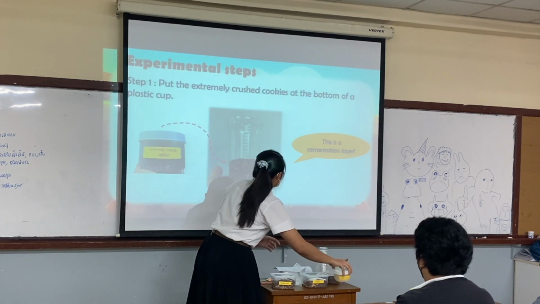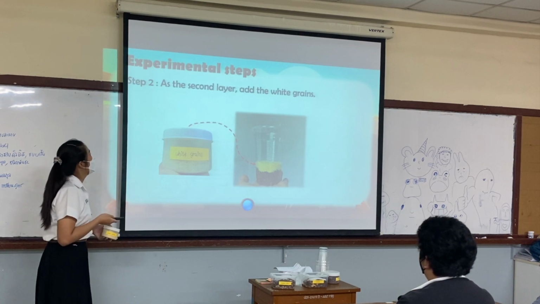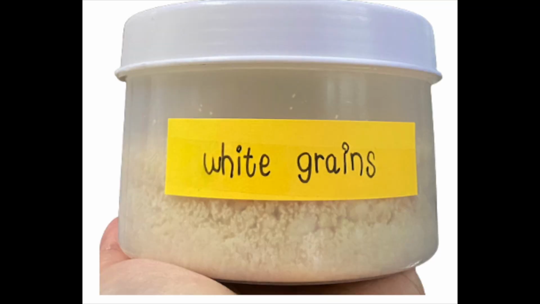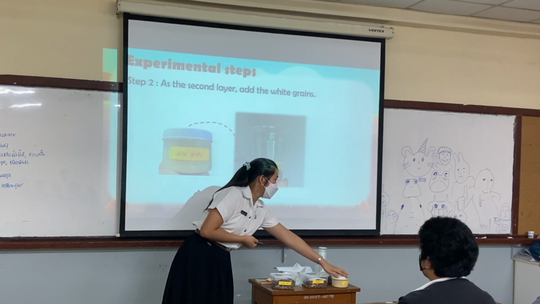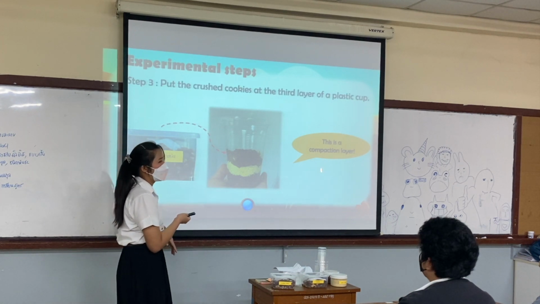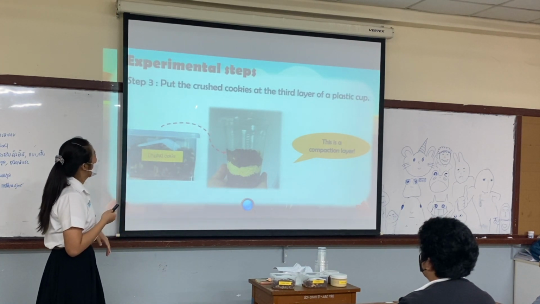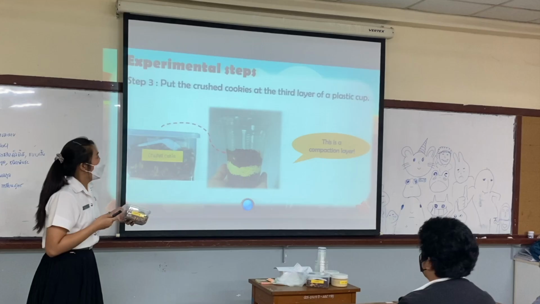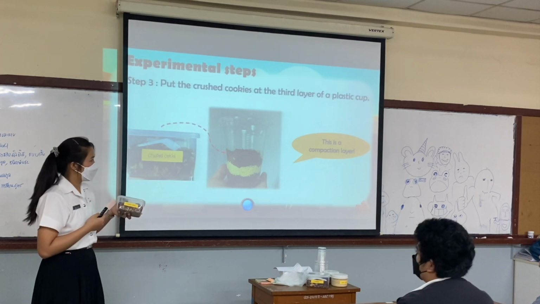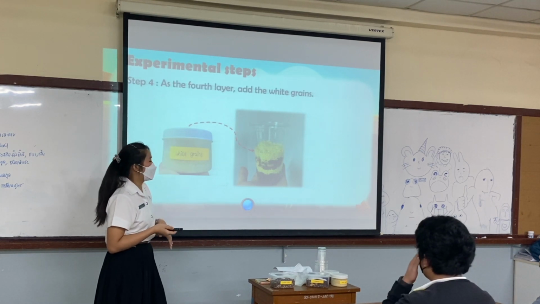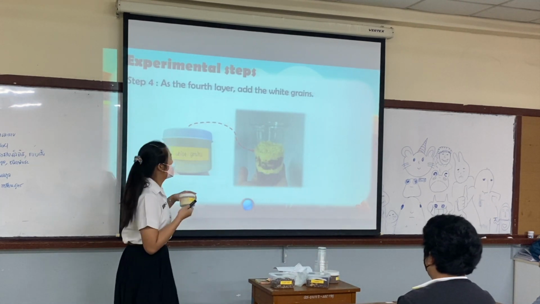And then, what are we gonna do? Next, as a second layer, you have to add the white grain, okay? This is the white grain as the second layer. And then, for the third layer is the compaction layer. You need to put the crushed cookie, this one, at the third layer of the plastic cup to show the compaction layer. As a fourth layer, you have to add the white grain again.